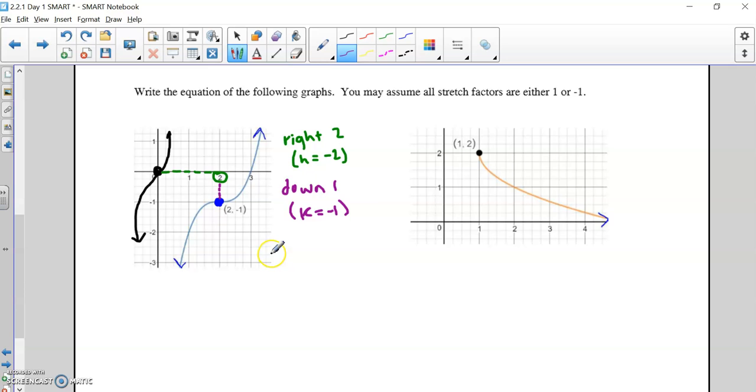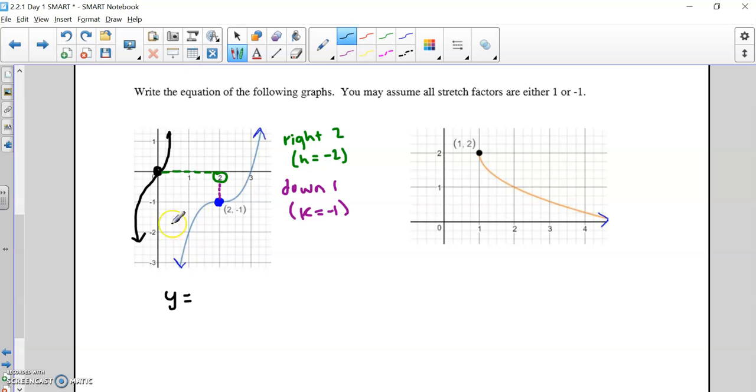We don't have a stretch factor or compression factor. Remember, for these ones, we always assume it's 1 or -1. And notice how this one didn't flip, right? It still starts and ends in the same directions as the original. So we're ready to write our equation.